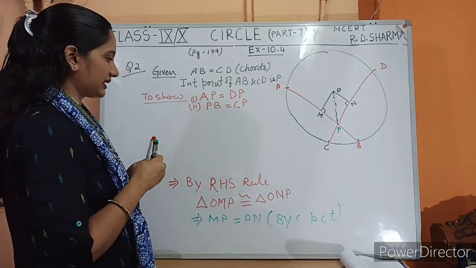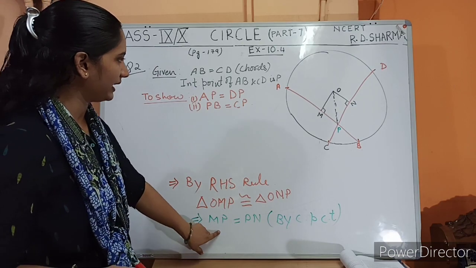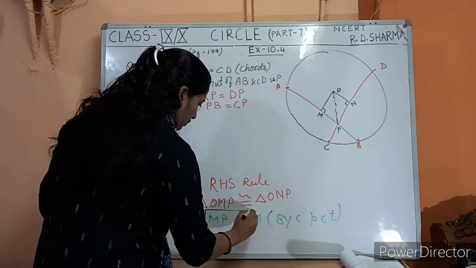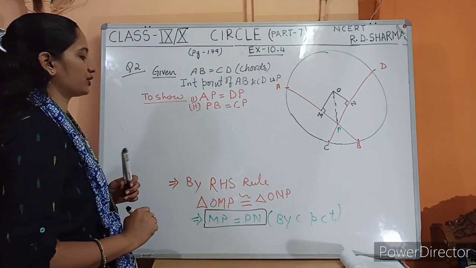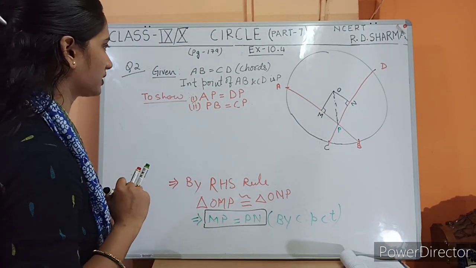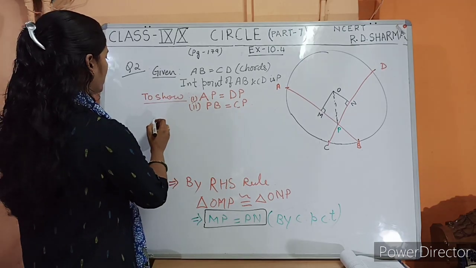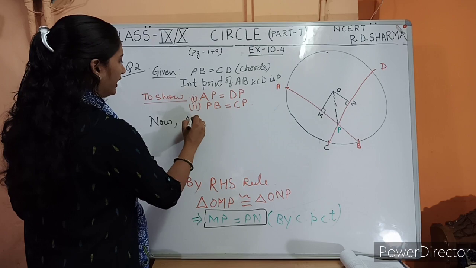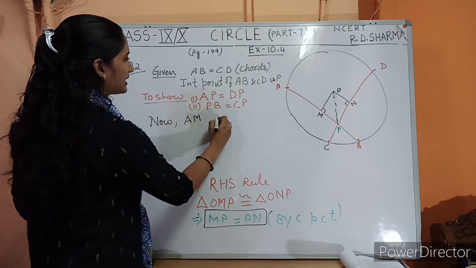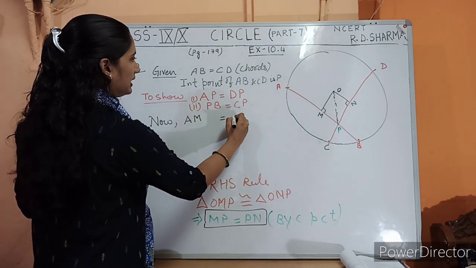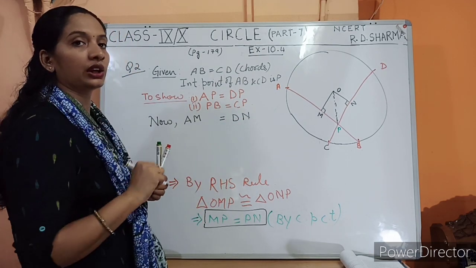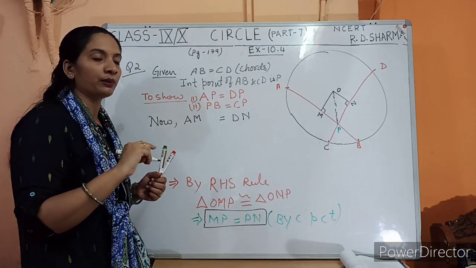Now after this, as we are having MP is equal to PN, this condition we are going to use in the further proof. So please just close it in a box. Now just look at here. As we already know, AM is equal to the part DN. Just remember, recall that in equation 1 we had proved this.